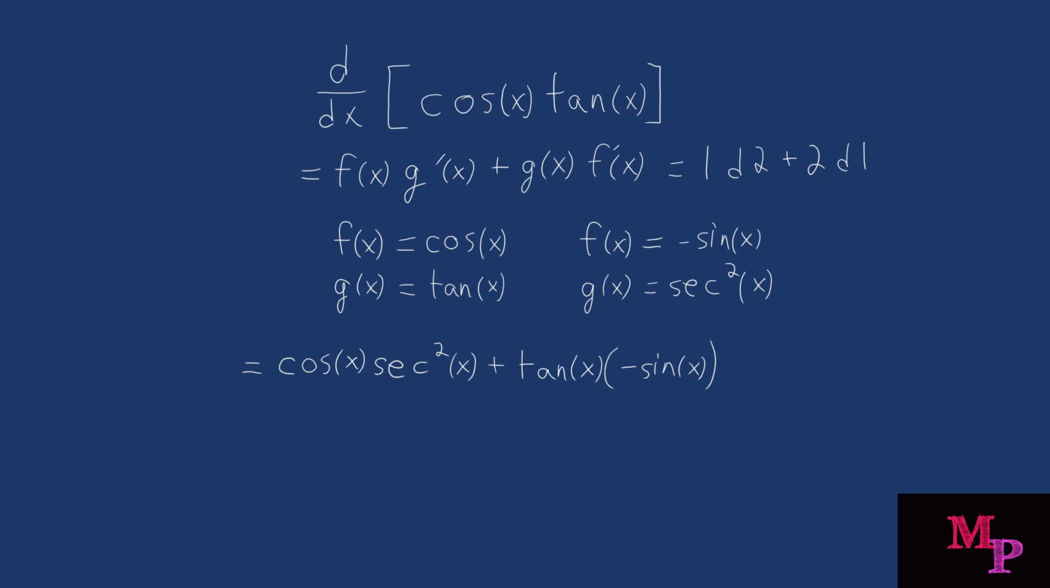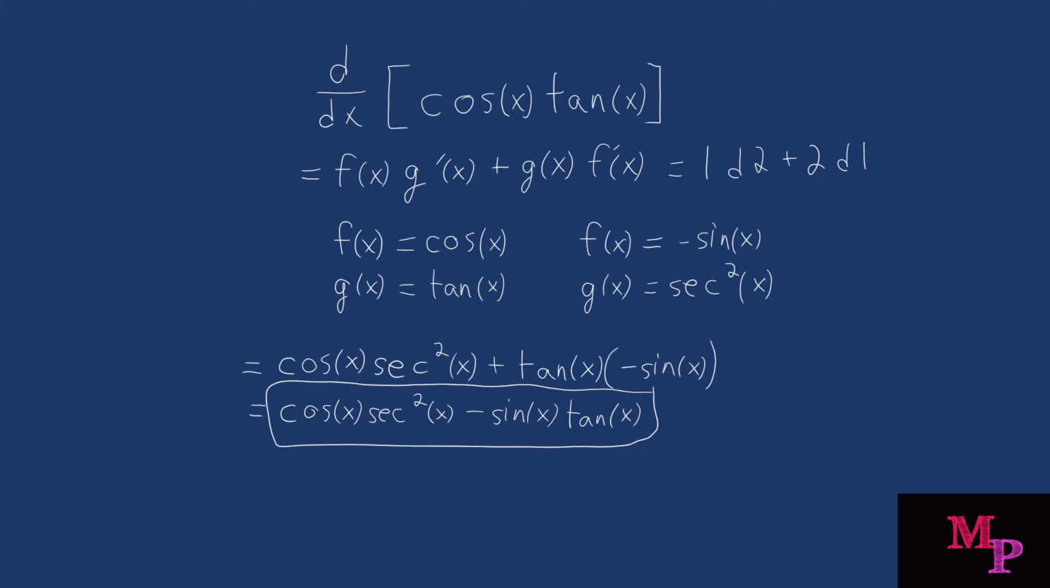So if you go ahead and rewrite this to simplify, that means your answer is going to be cosine of x times secant squared of x minus sine of x times tangent of x. And most of the time, it's okay to leave your answer as this, unless your teacher tells you to simplify it using trig identities. So here's your answer.